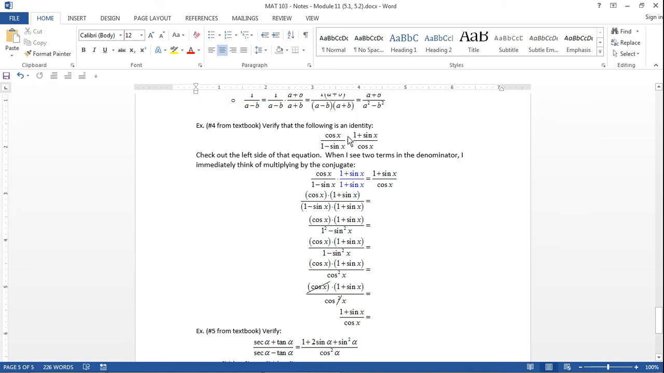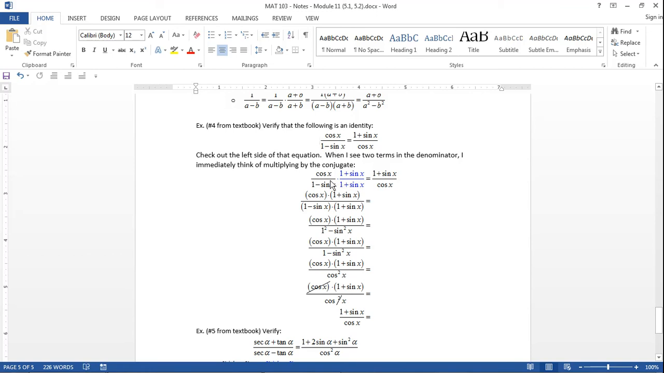Now over here, I've also got a conjugate. You know, I've got 1 plus sine of x. I could multiply that by the conjugate. Typically, when I've got a choice like this, I'm going to choose the one that's in the denominator. And you'll see why in a minute here. Okay. So, I've decided to work with just the left side of this. I'm going to start off by multiplying by this conjugate 1 plus sine of x.